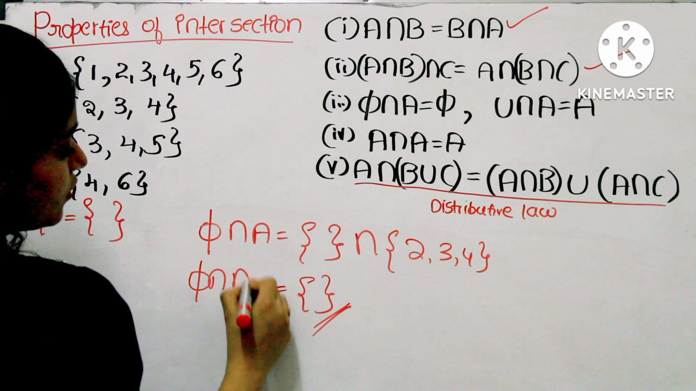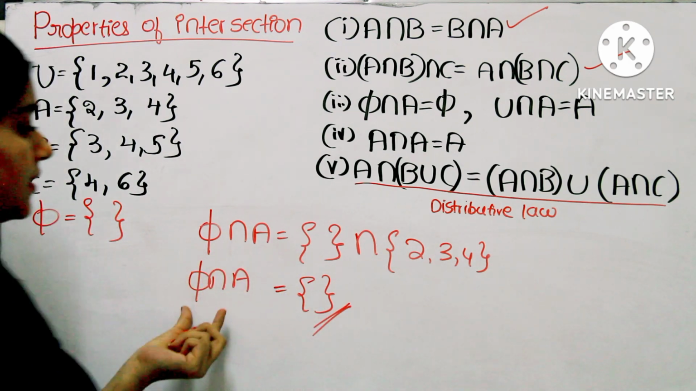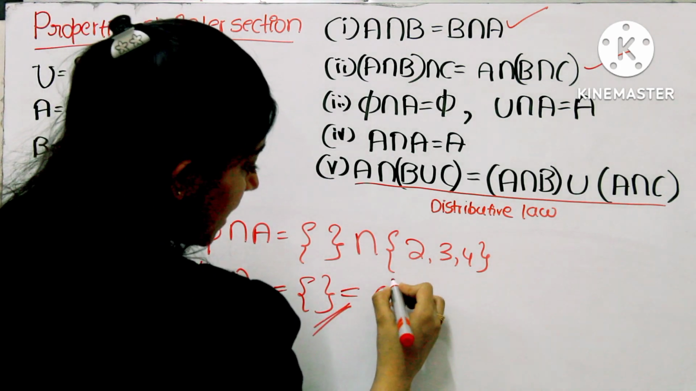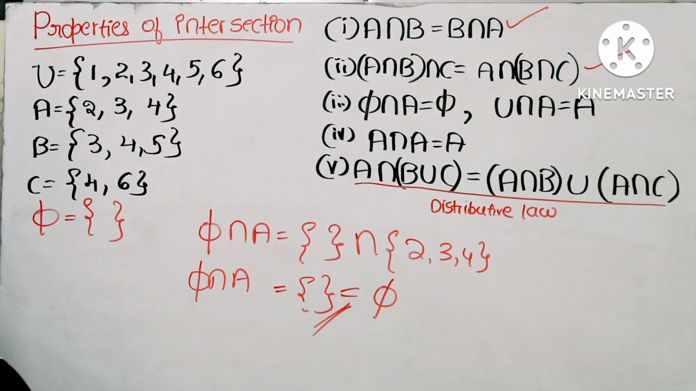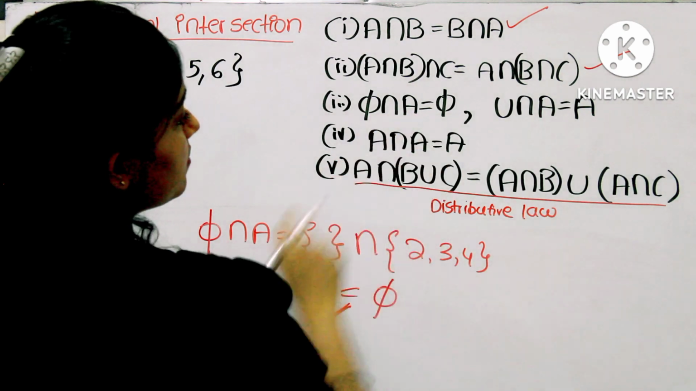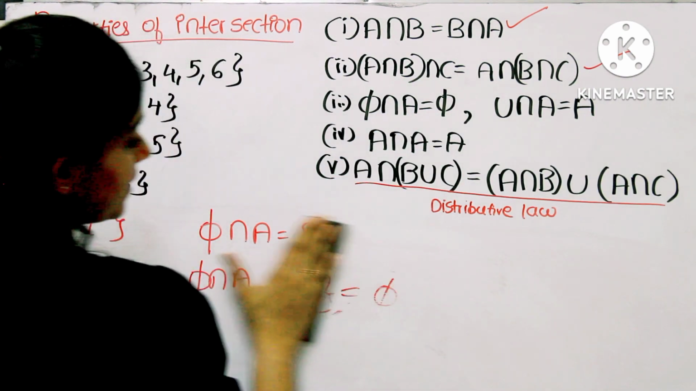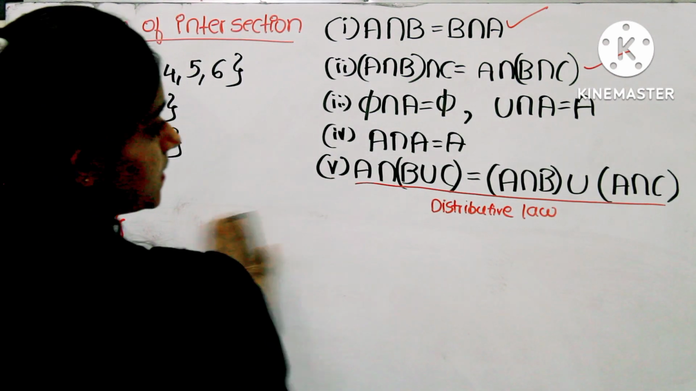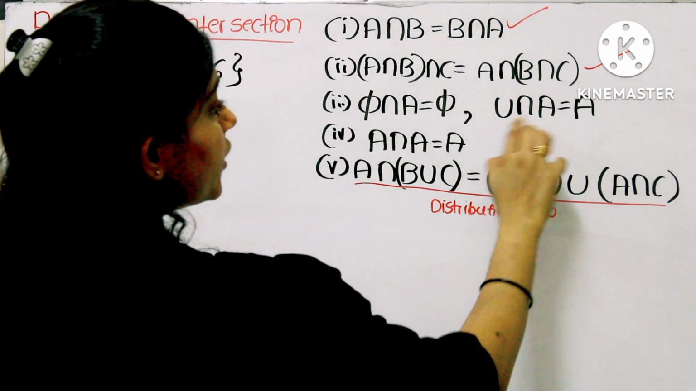Therefore, again you get the empty set itself. This is the empty set. So that is the empty set, right? Empty set intersection A is the empty set. Then U intersection A.